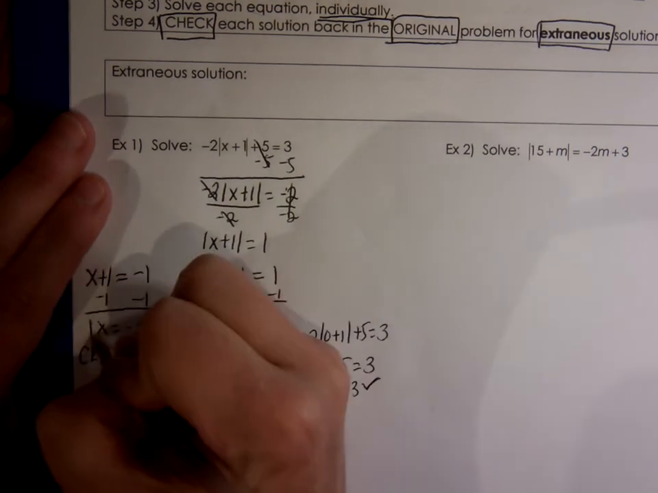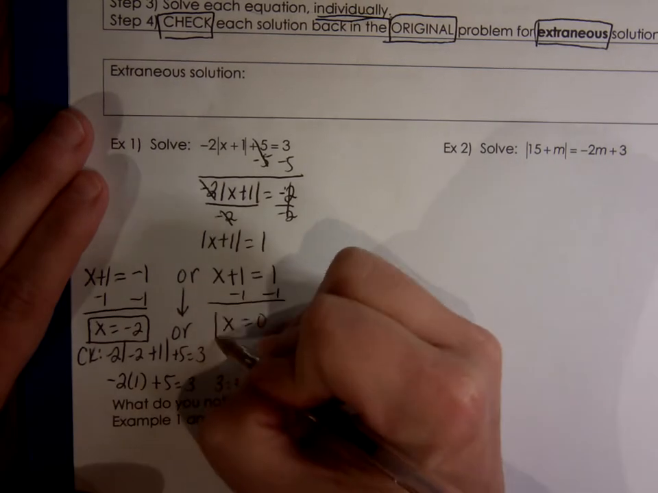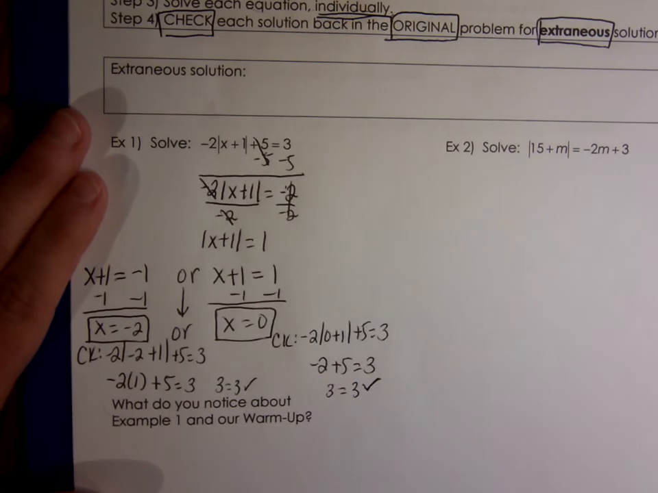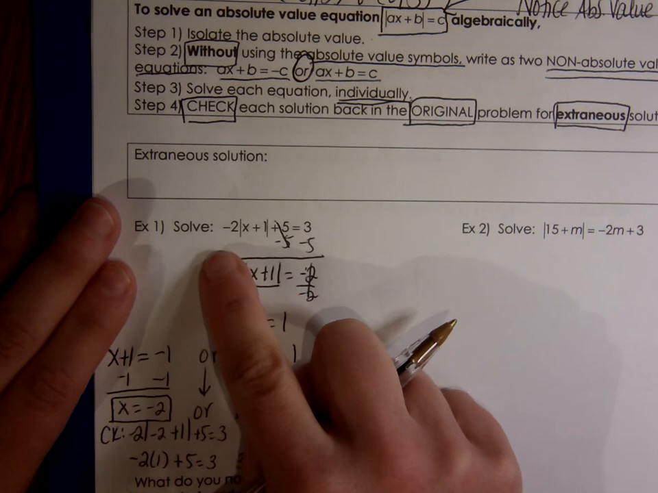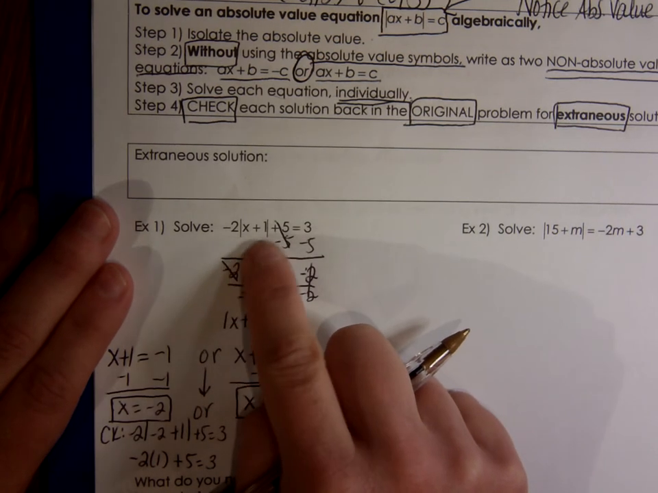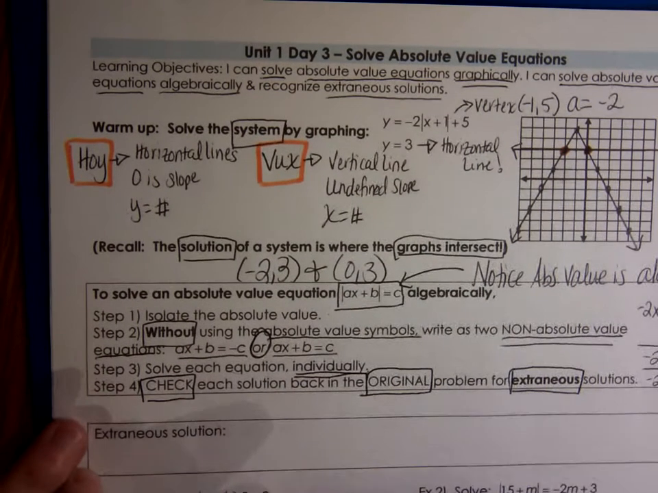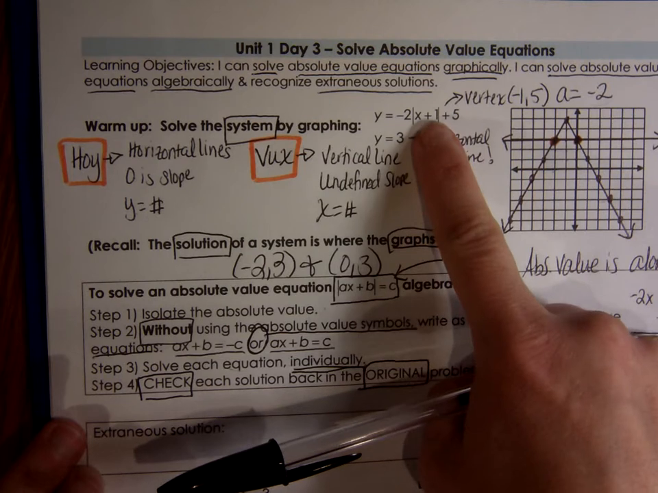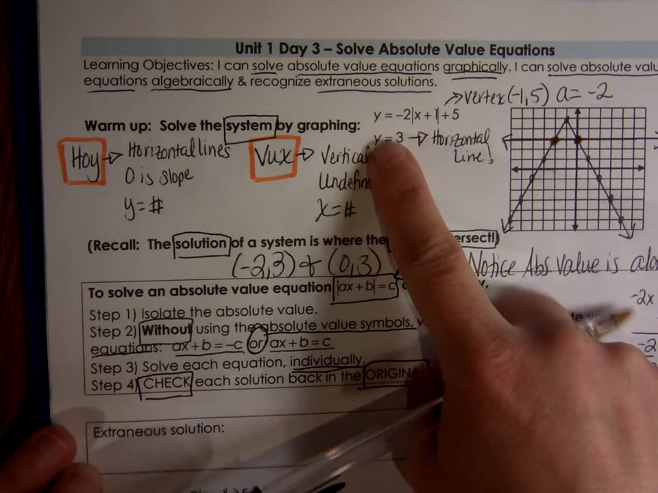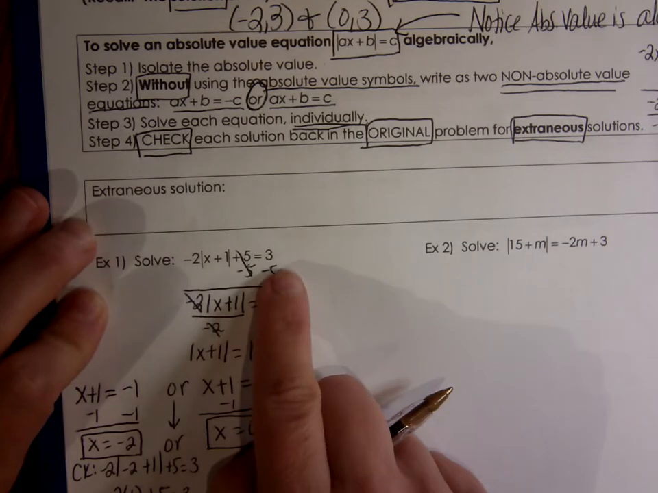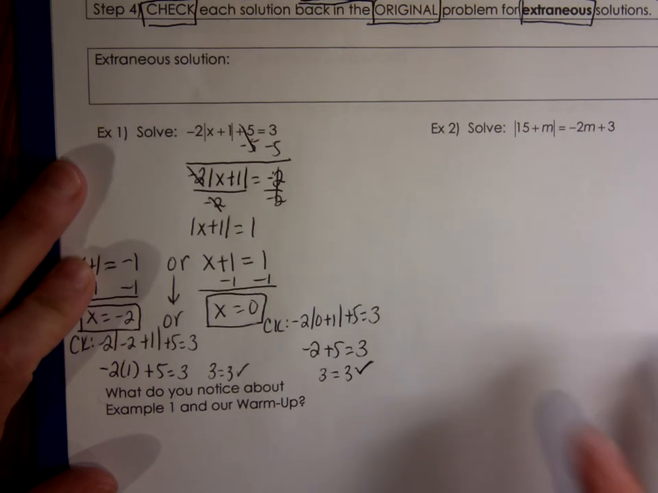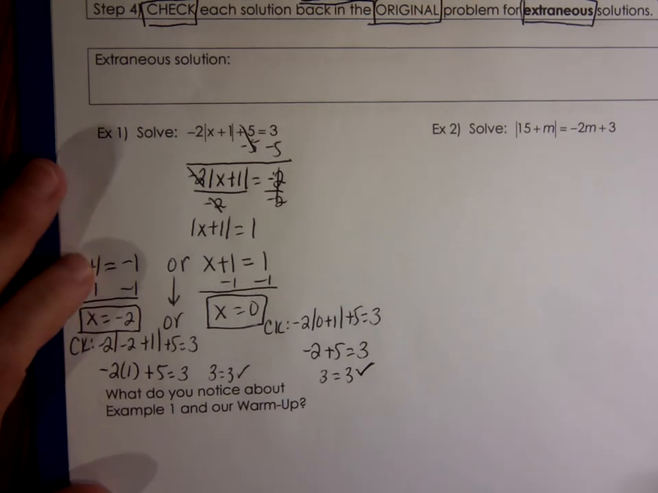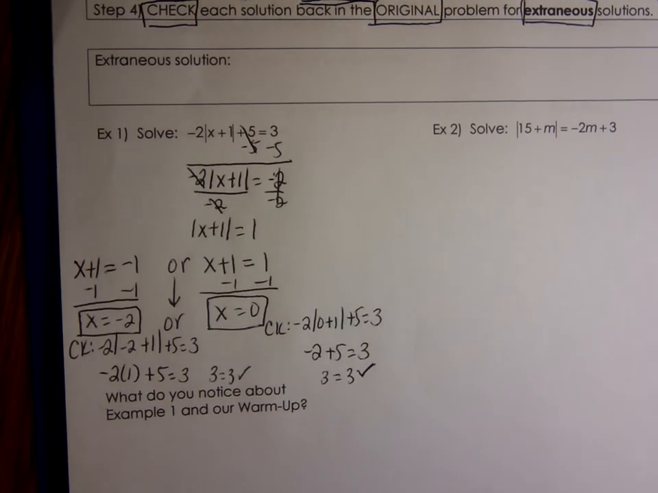So in this particular problem, we have two solutions, negative 2 and 0. And if you notice, this problem up here was negative 2 times the absolute value of x plus 1 plus 5. That's exactly what we had right here. And we had y equals 3. We set it equal to 3. So what do you notice about example 1 in our warm-up? Well, they're basically the same thing, only we're writing it as an equation.